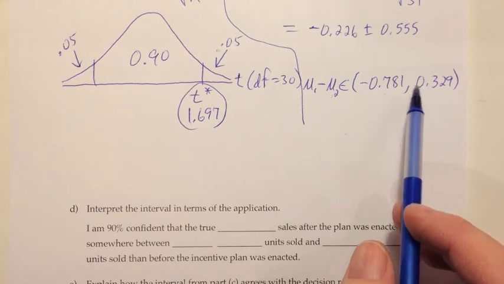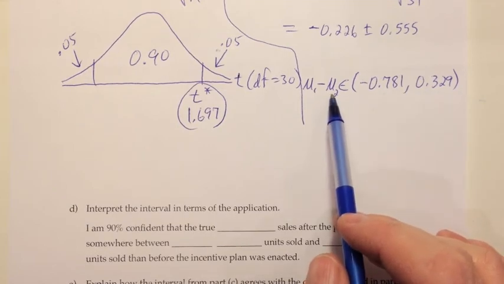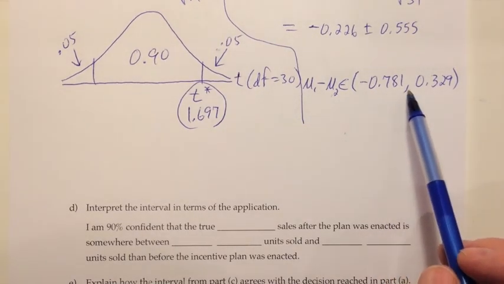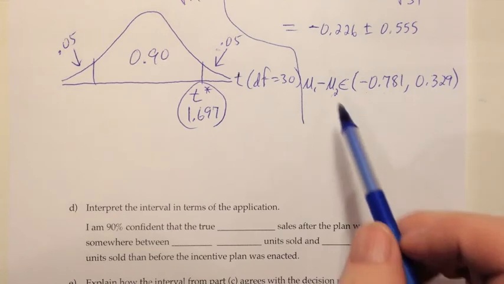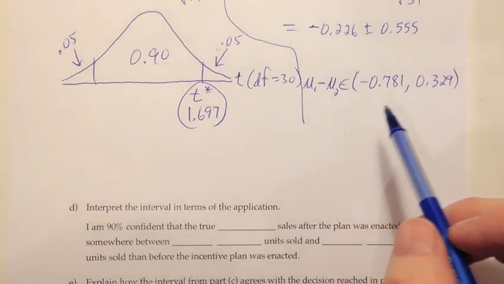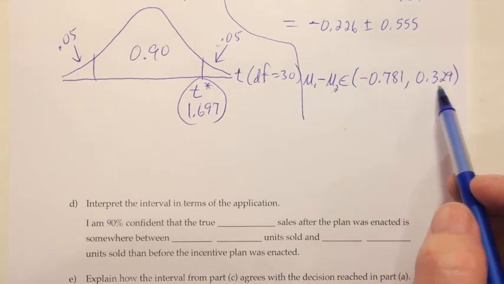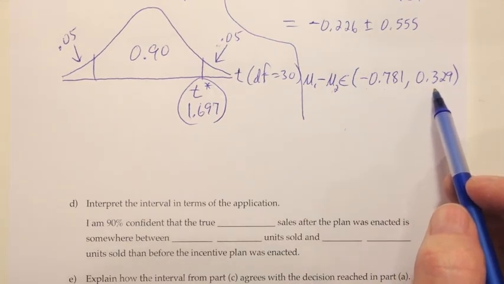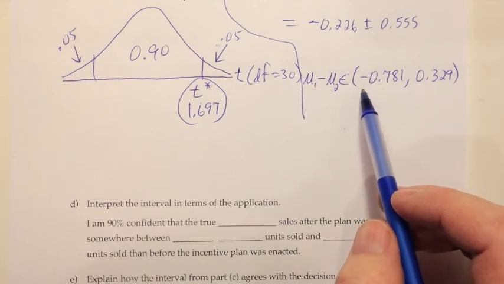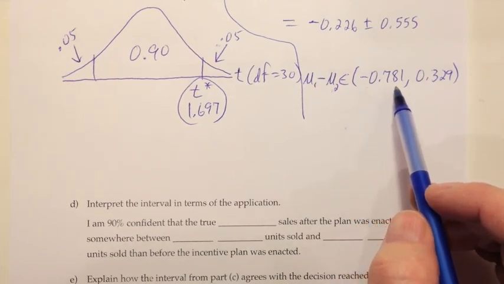So if we're getting a positive, that's saying maybe the average after the plan is actually even worse than it was before. So this is our, I think, trickiest type to interpret when it has a negative and a positive range. I'm going to go ahead and interpret it all from the point of view of mu2, which is after the plan. And I'm going to look at the bad side. Maybe things have gotten worse by 0.329 units per person. Maybe the sales have gotten better by as much as 0.781 units per person.